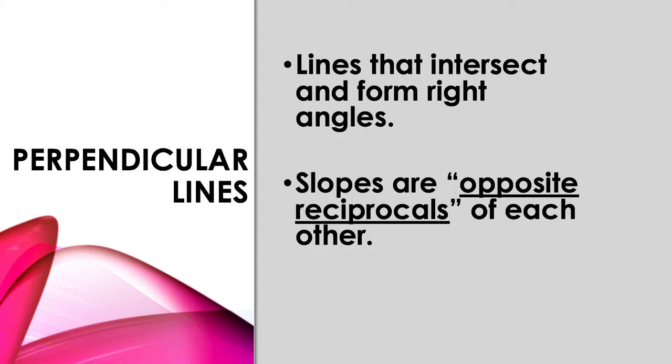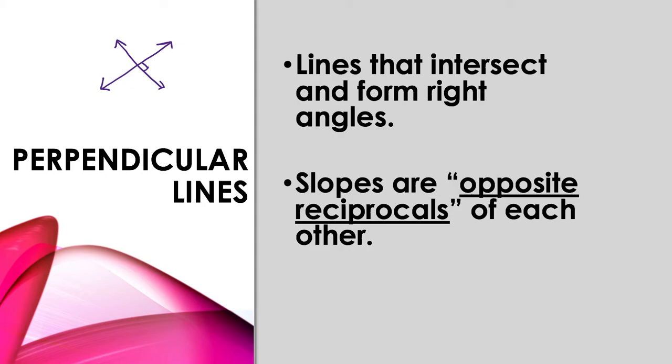Perpendicular lines are lines that do intersect and form right angles. So when we're talking about perpendicular lines, we're talking about lines that do this. So they're going to intersect and they're going to form a right angle when they do. The slopes of perpendicular lines are what we call opposite reciprocals of each other.